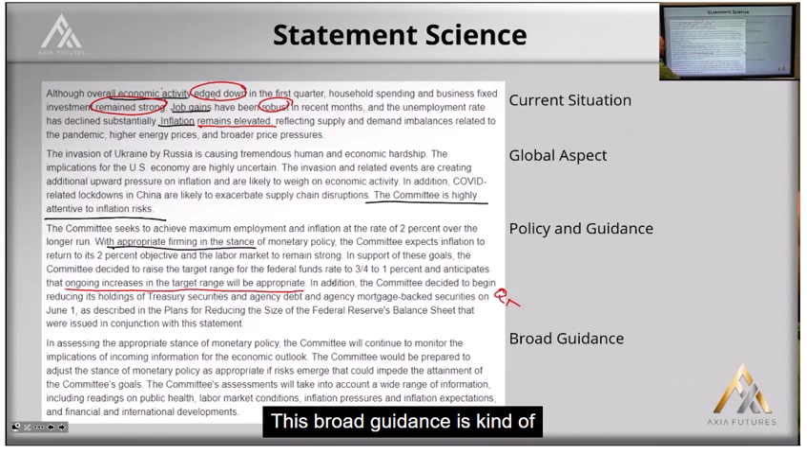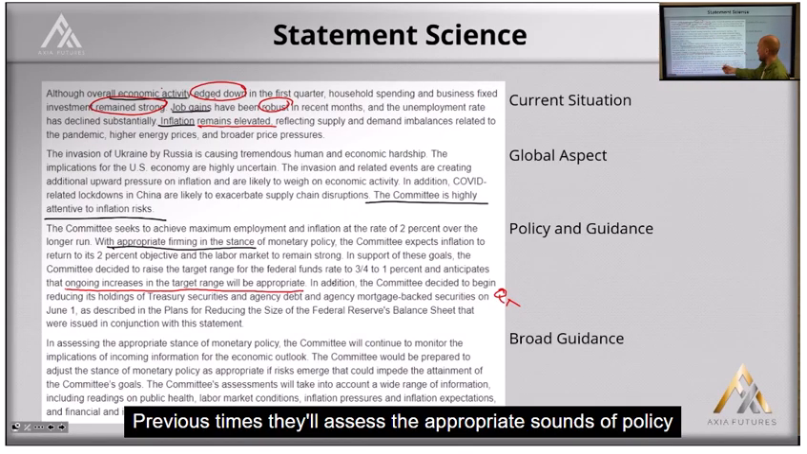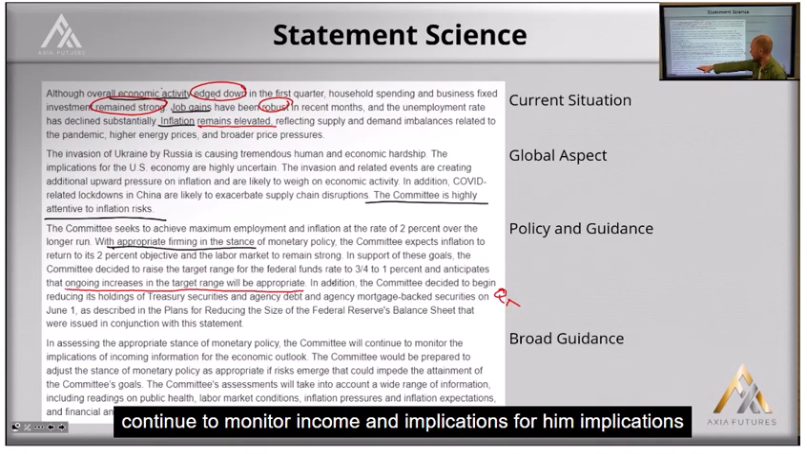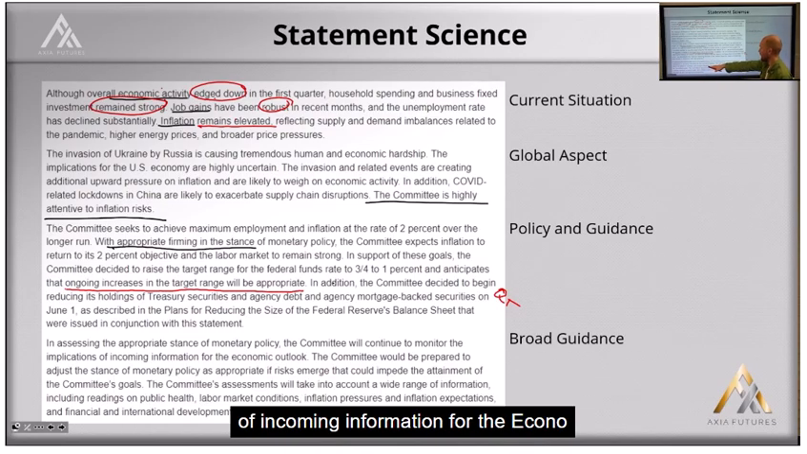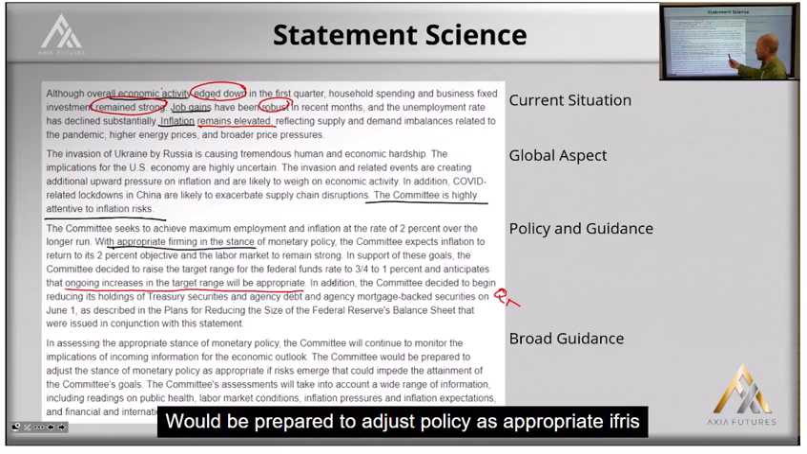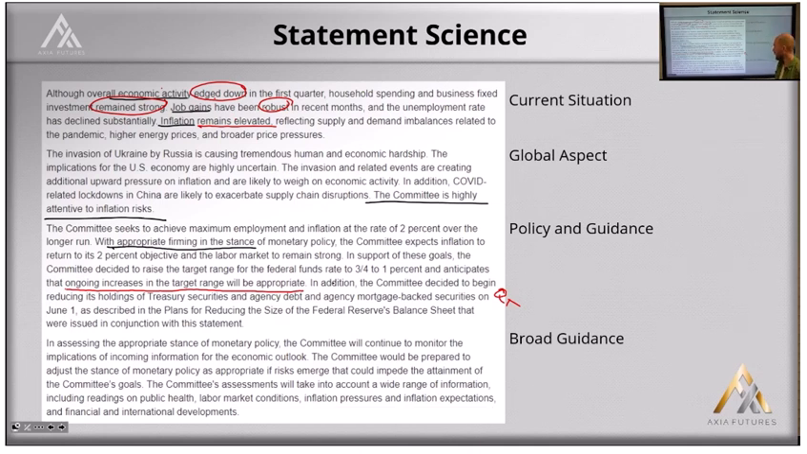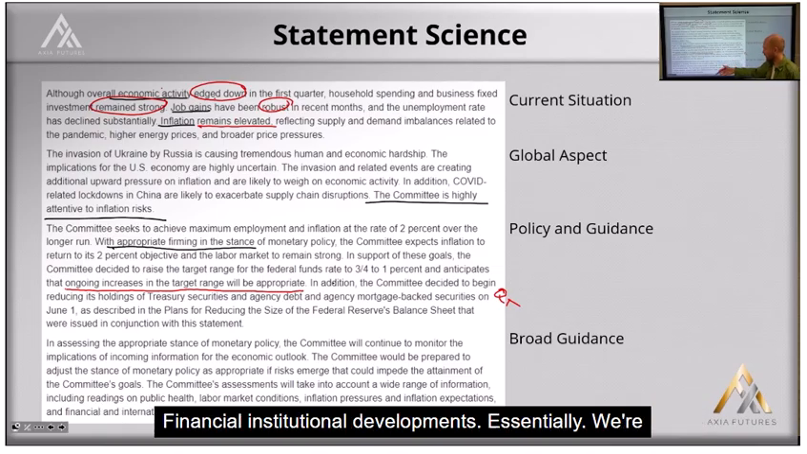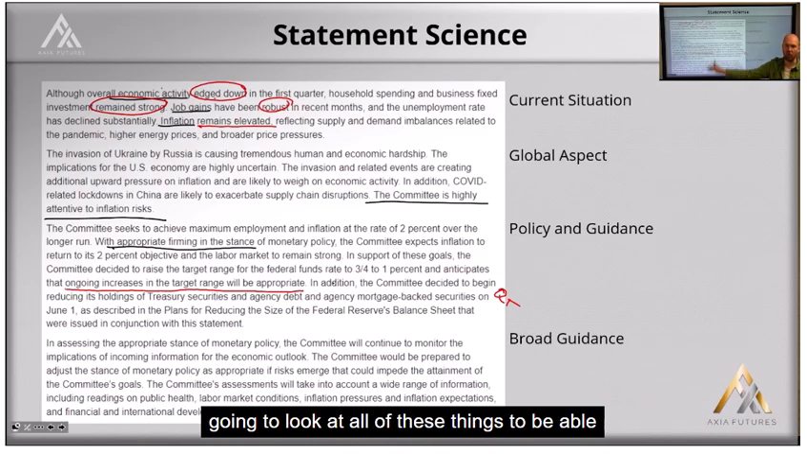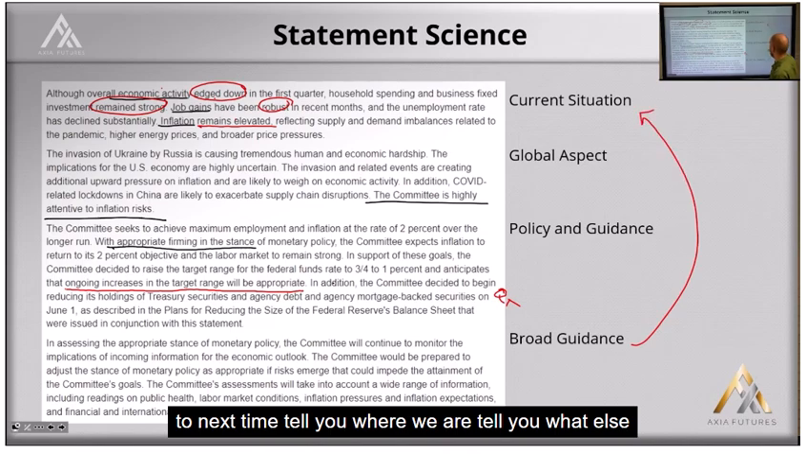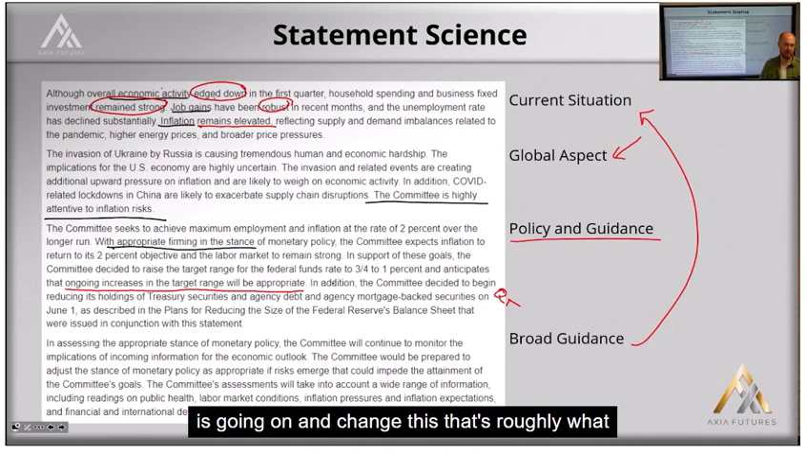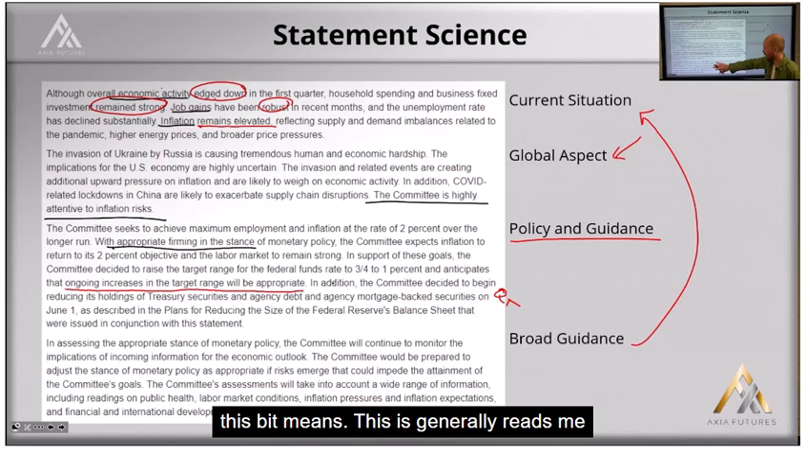This broad guidance is kind of giving you a summary of what they are going to think about when changing policy in future. They'll assess the appropriate stance of policy, continue to monitor the implications of incoming information for the economic outlook, and would be prepared to adjust policy as appropriate if risks emerge that could impede the attainment of the committee's goals. They'll take into account a wide range of information: public health, labour market conditions, inflation expectations, financial and international developments. Essentially, we're going to look at all of these things to be able to tell you next time where we are, tell you what else is going on and change this. That's roughly what this bit means. This is generally reasonably unimportant. So that's your bit on the statement side.